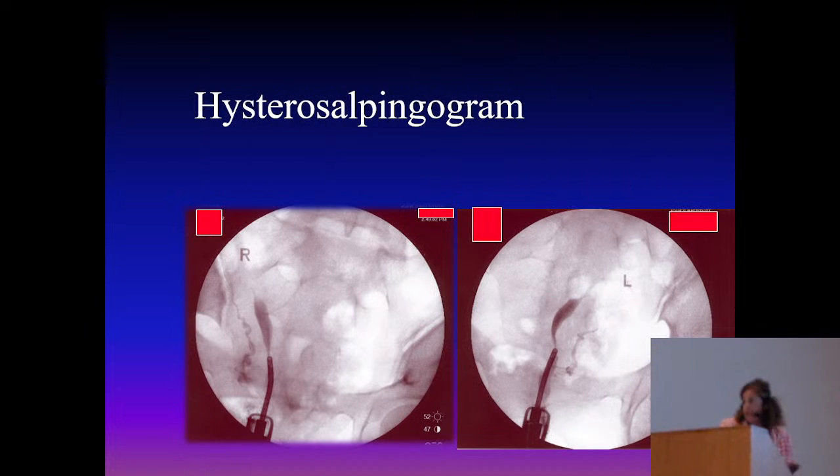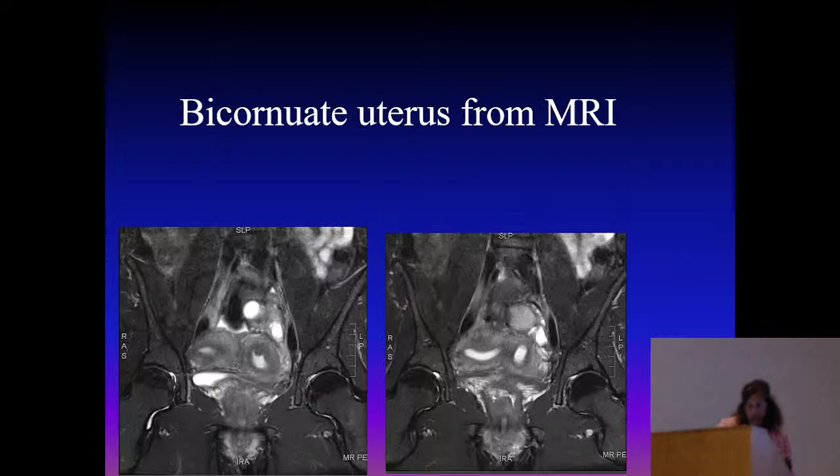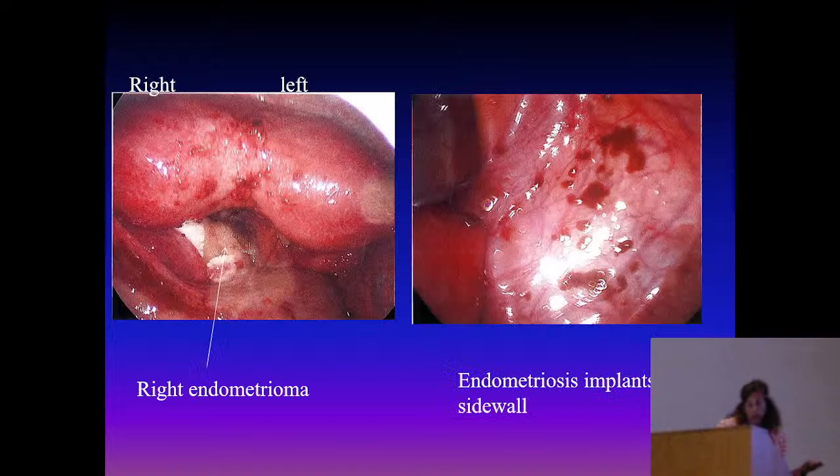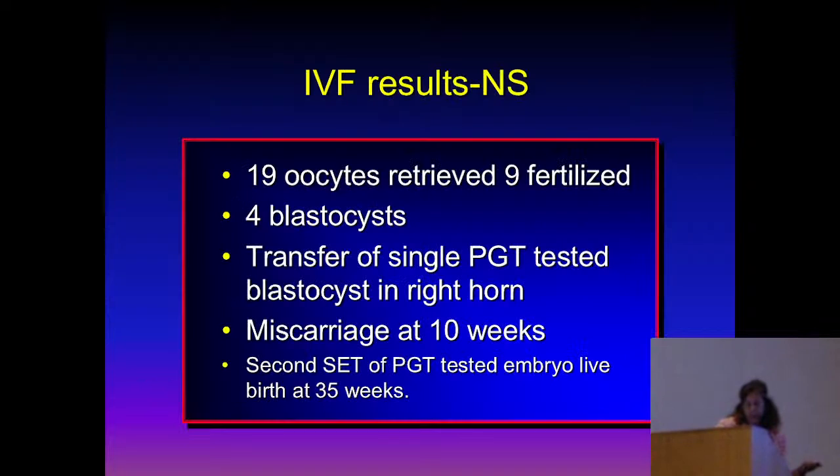MRI, you don't really need if you have a normal picture. HSG, you were able to show patency of both sides. But here is her MRI. They actually diagnosed her as a bicornuate, not as a didelphys. And at hysteroscopy, there was a small fibroid on the left horn. The right horn was normal, so that was resected, but she did have a lot of endometriosis that could be associated with anomalies.